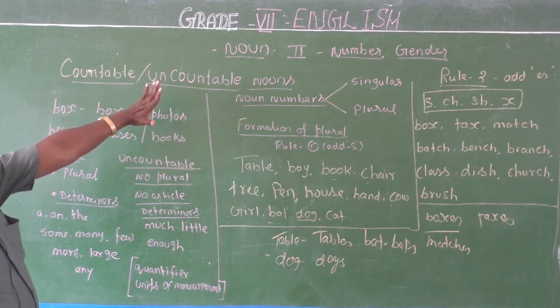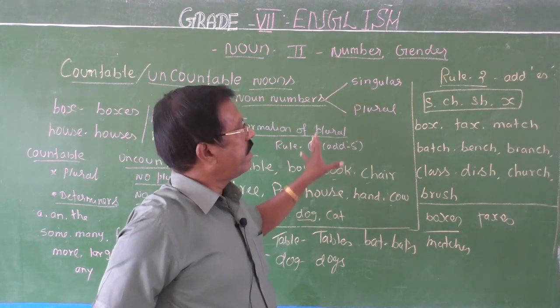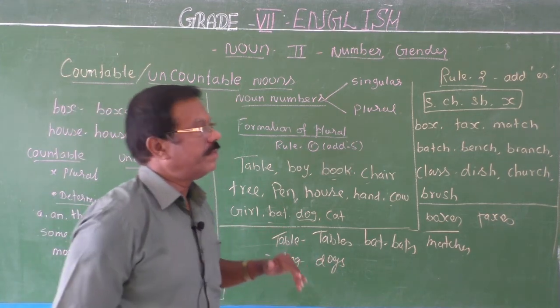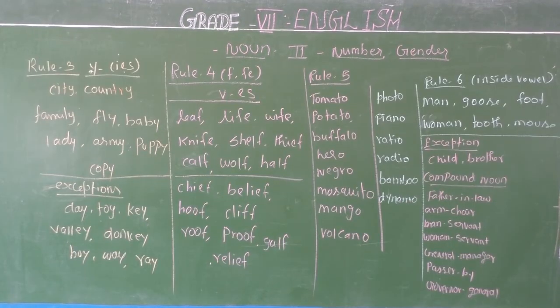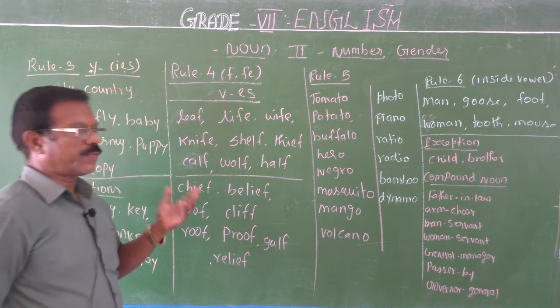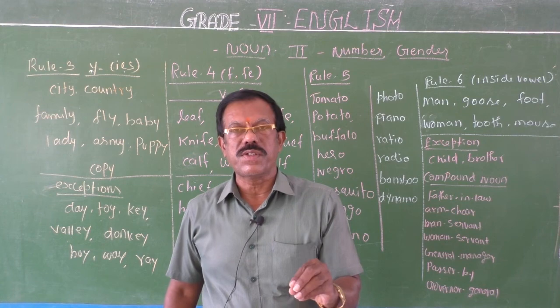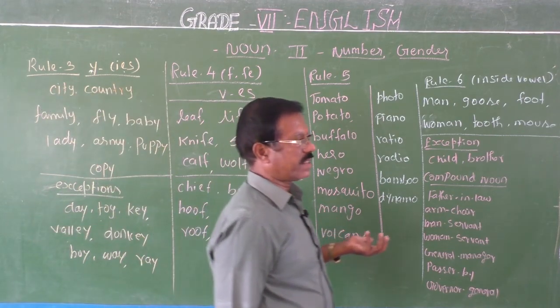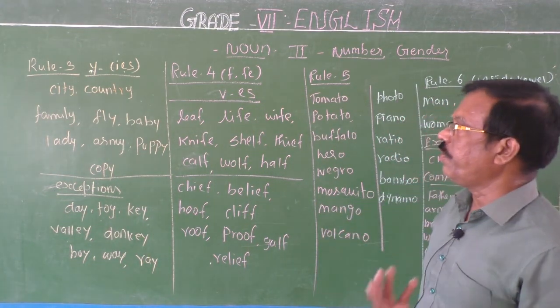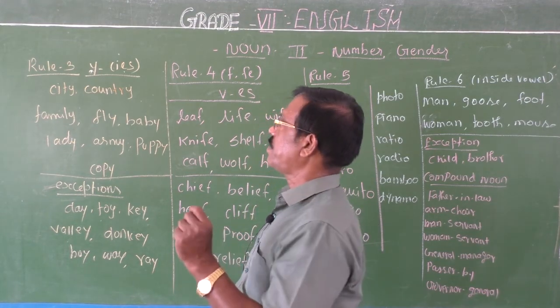Okay, so let me repeat it again. Most plurals are formed by adding S to the singular, and some plurals are formed by adding ES to the singular. Yes, children, in rule number 1 and rule number 2, I have explained how plurals are formed. In rule number 1, singular nouns take S in their plural form. In rule number 2, singular nouns take ES in their plural form. Now let me give you rule number 3, how these nouns take their plural.